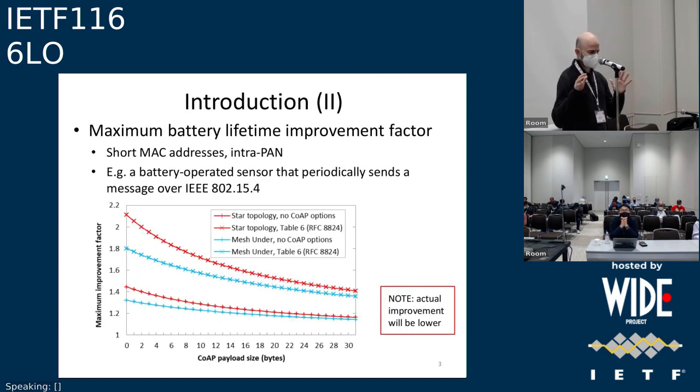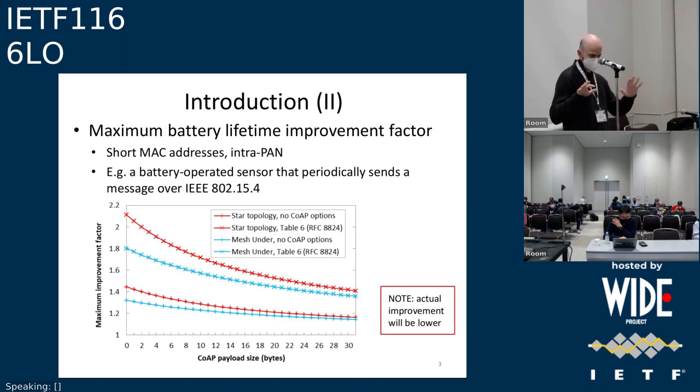So to illustrate this possible lifetime improvement factor, the figure here shows some results. On the vertical axis, it shows the maximum battery lifetime improvement factor. On the horizontal axis, it's the CoAP payload size. And here we are assuming that we're using short MAC addresses, intra-PAN communication regarding the 15.4 settings. And the idea is that this is for a battery-operated sensor that periodically transmits one message over 15.4.